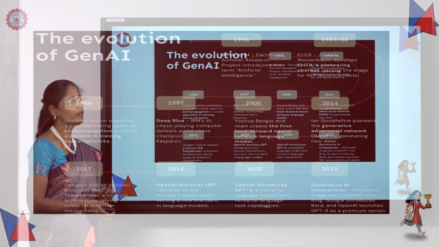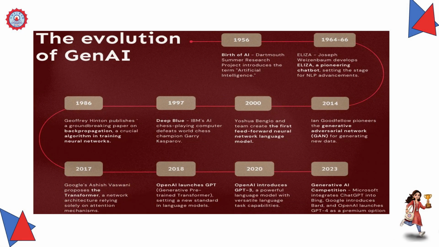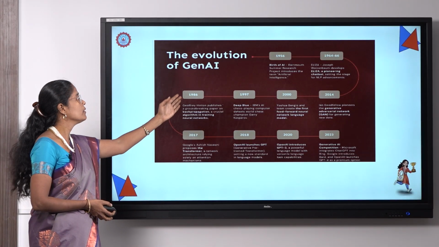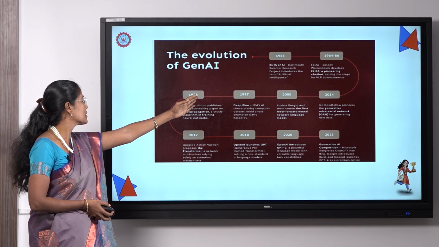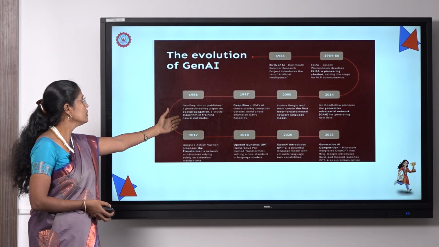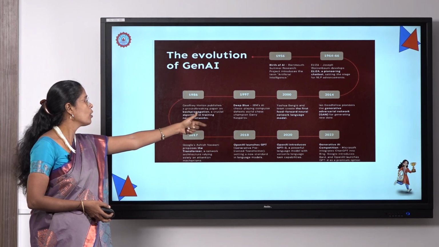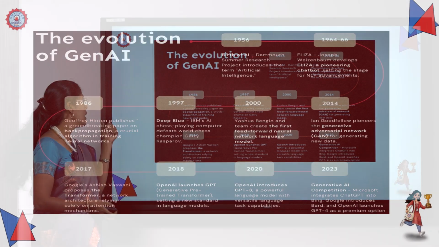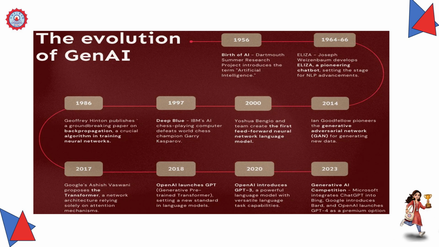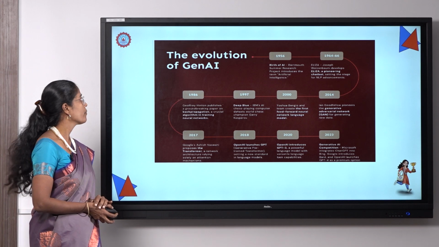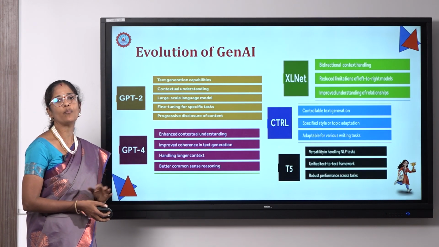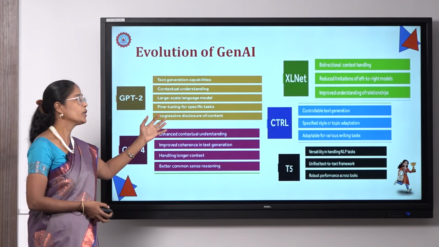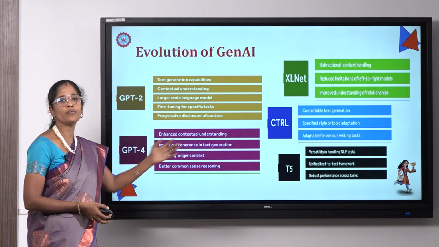Moving on to the evolution, it started in the year 1956. The birth of artificial intelligence is marked by the Dartmouth Summer Research Project, and then it gradually progressed, with chatbots introduced in 1964, Deep Blue in 1997, GAN in 2014, OpenAI in 2018, and moving on to 2023 it is generative AI. So, now we have different models with generative AI. The older model is GPT-2 and now we are at T5.